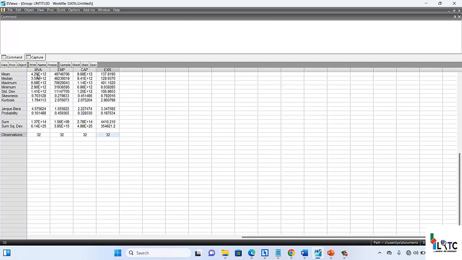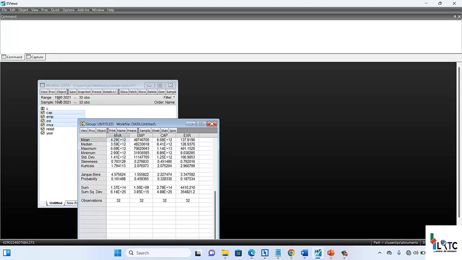Now let me show you how to interpret these results. The mean here tells you the average. So now the average value of manufacturing value added between 1990 and 2021, I want to check the stats, is 4.29. That is the average value.